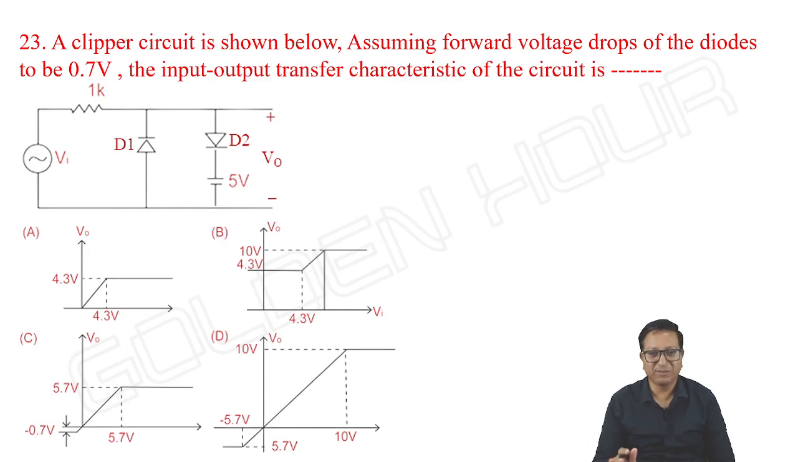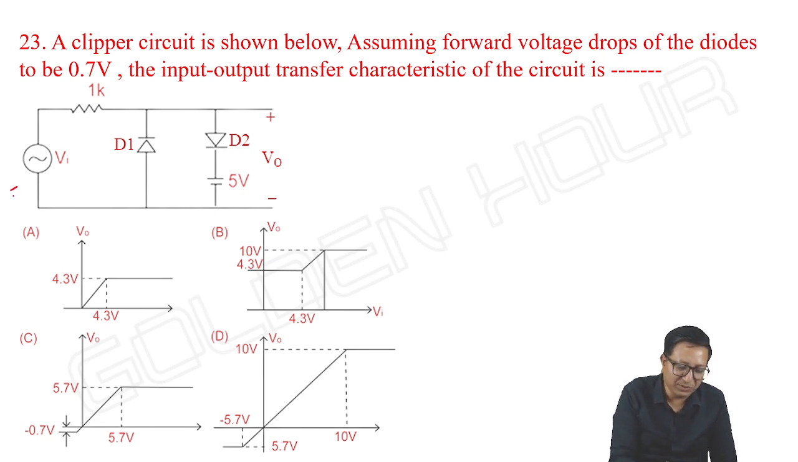If the diodes are ideal, we know the answer. Let us take the first case. Let us start with input negative peak. Suppose input is at its negative peak. It is not mentioned. Okay, negative peak.